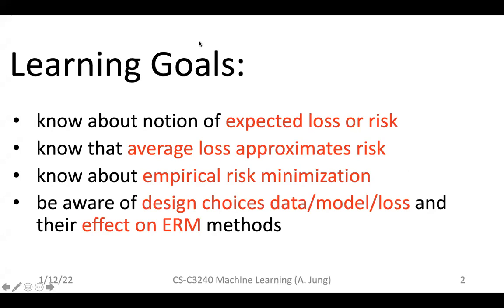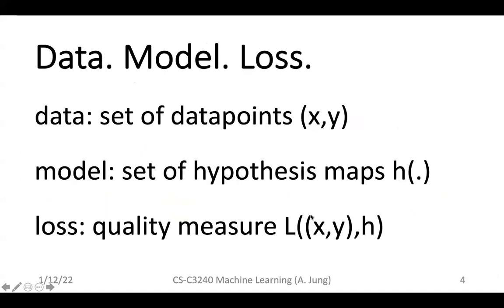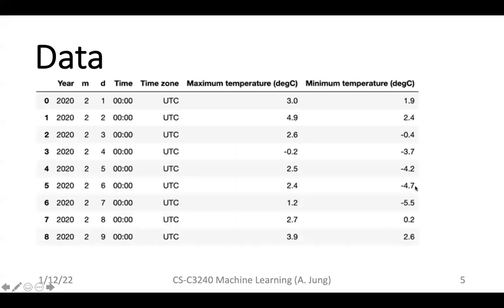But again, also in this empirical risk minimization, we have design choices: the design choice of data, the design choice of model, and the loss. We will discuss what the effects of these design choices are on empirical risk minimization. To remind you again, we have data, which is a set of data points. Each data point is characterized by features x and a label, a quantity of interest y. We have a model, a machine learning model, which is a set of hypothesis maps. And we now also have a loss function that tells us how good a certain hypothesis is when predicting the label of a data point.